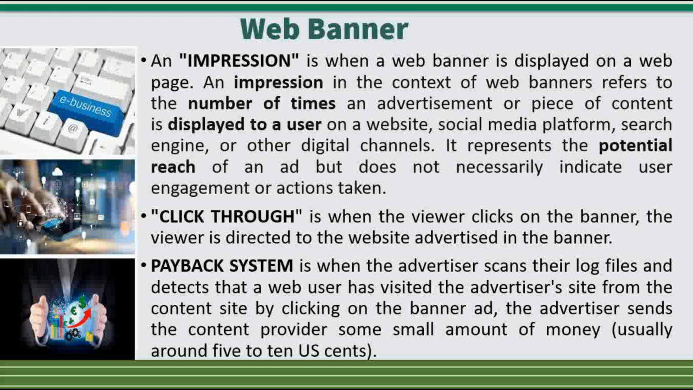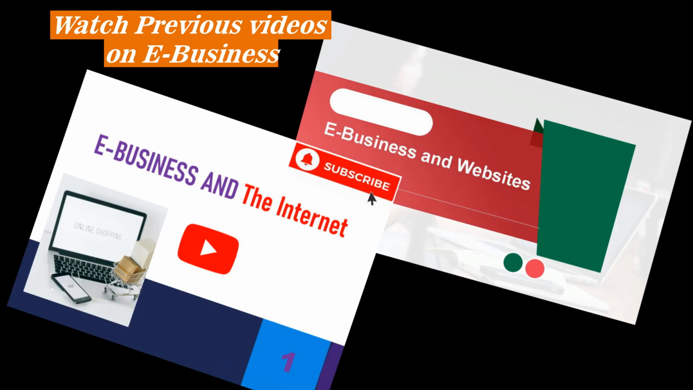Click-through is when the viewer clicks on the banner and is directed to the website advertised in the banner. Payback system is when the advertiser scans their log files and detects that a web user has visited the advertiser's site from the content site by clicking on the banner ad. The advertiser sends the content provider some small amount of money, usually around 5 to 10 US cents.